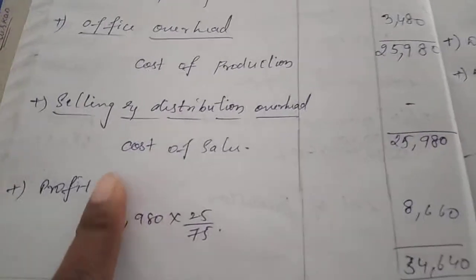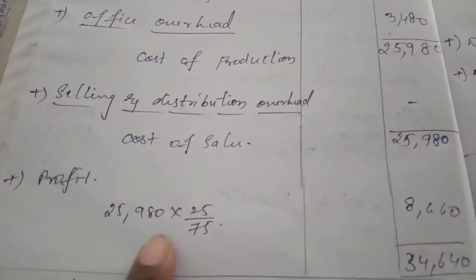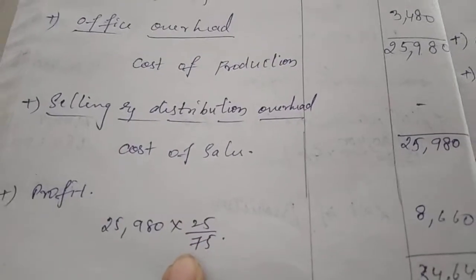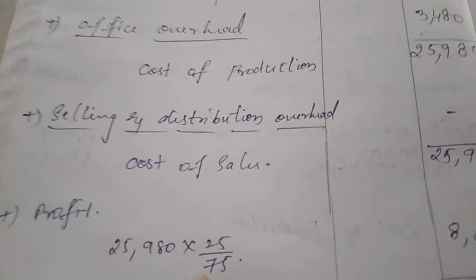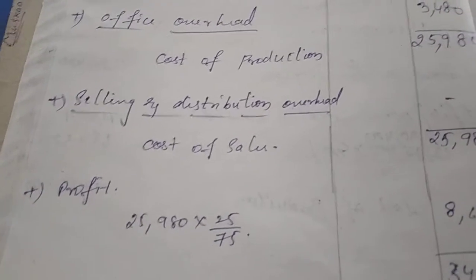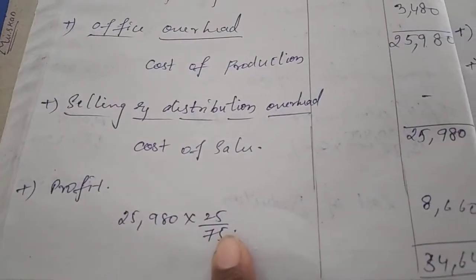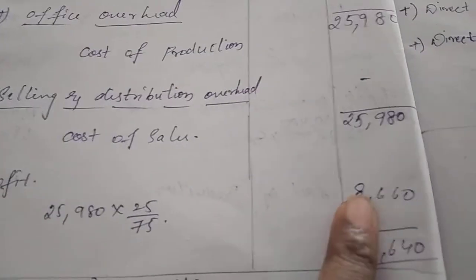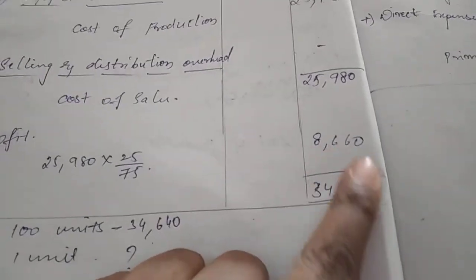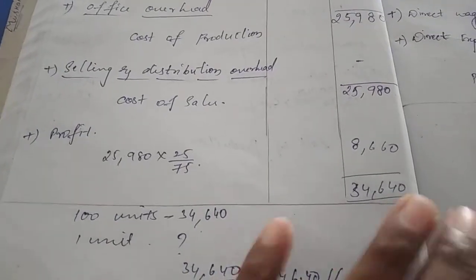Now, how did we calculate profit? The cost of sales is 25,980, and I took 25,980 into 25 divided by 75. Why? Because he said 25% on sales, not on cost. If he had said on cost, we would directly calculate 25 by 100. But since it is on sales, we do 25 divided by 75. So we got a profit of 8,660. Add it, and finally the sales is 34,640.